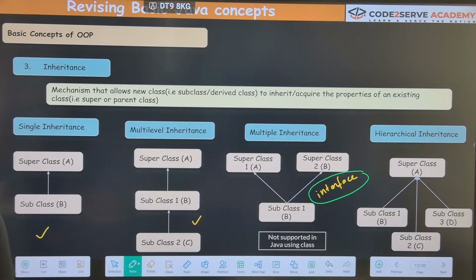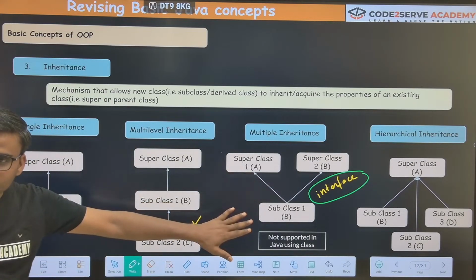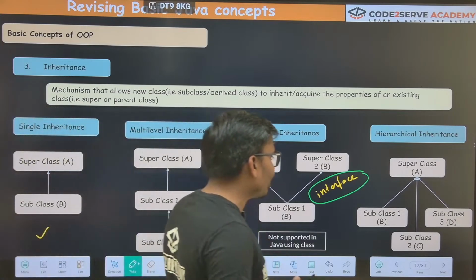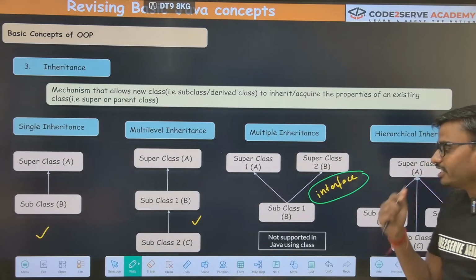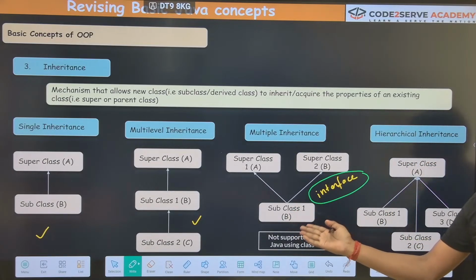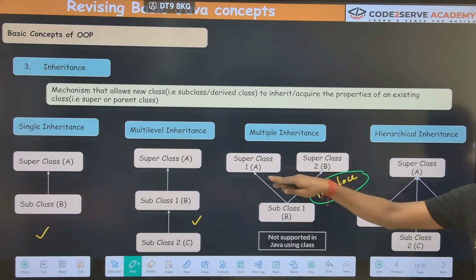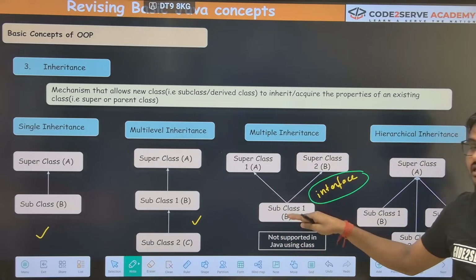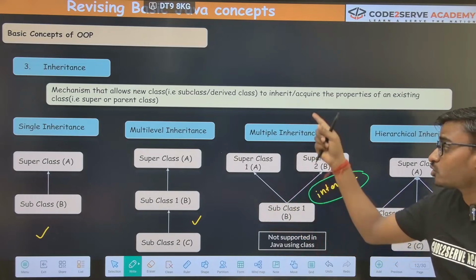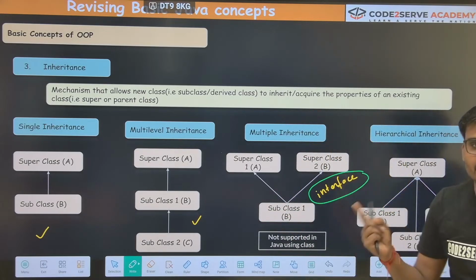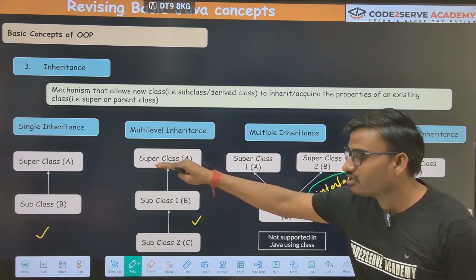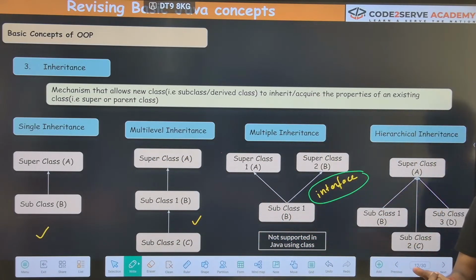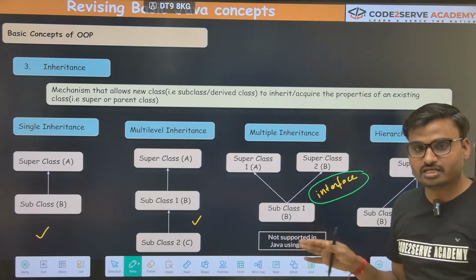So you have to keep in mind this is not supported in Java using class, but it is supported using interface. Here, if you see the diagram that I have made, you will be able to see there is one class that is inheriting the properties from two classes. Got it? So if any class is inheriting the property from two different classes, that forms a multiple inheritance. Multi-level is like level 1, level 2, level 3. Multiple means what? Inheriting from two classes. Got my point? So that becomes multiple inheritance.